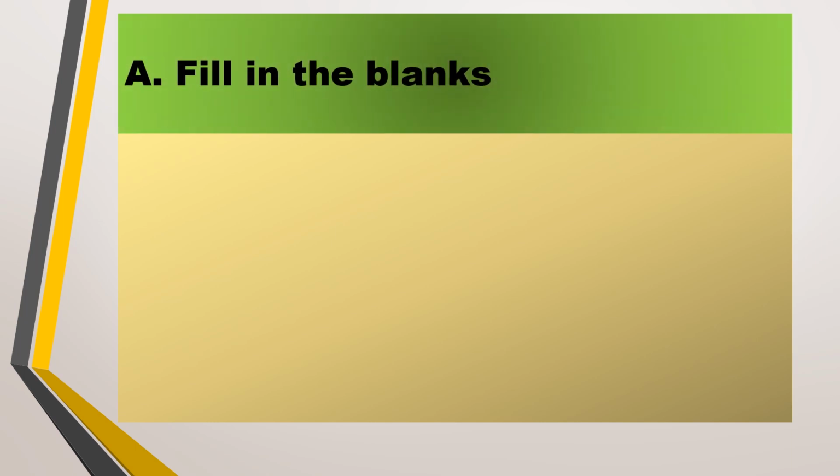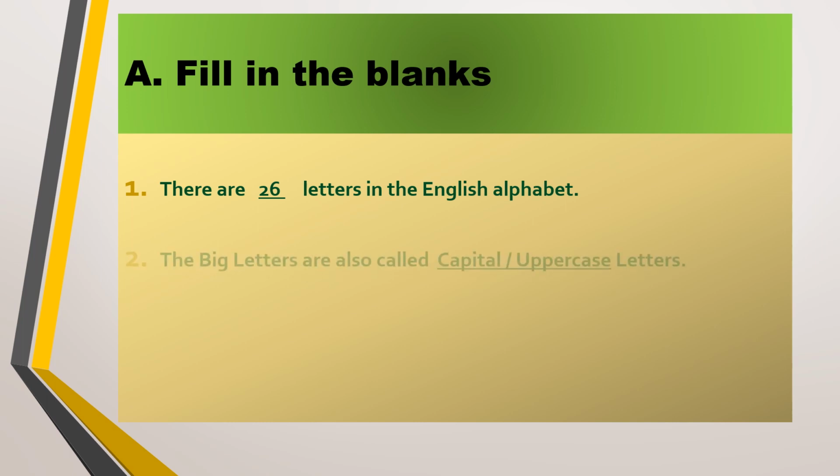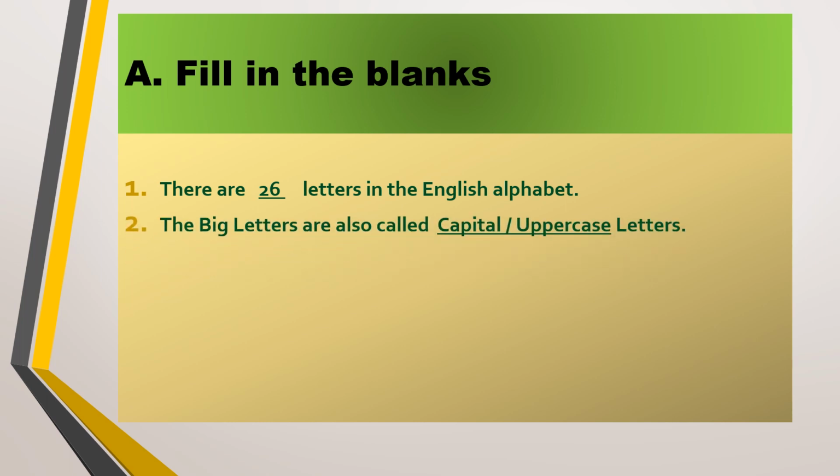Understood about the vowels and consonants? Let's proceed for the exercise. We have fill in the blanks. There are dash letters in the English alphabet. So how many letters? Our answer is 26. The big letters are called dash letters. So the big letters are called capital or uppercase letters. The small letters are called dash letters. What can we say? The small letters are lowercase letters.